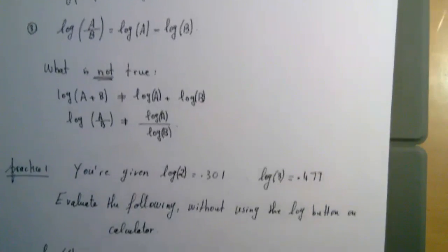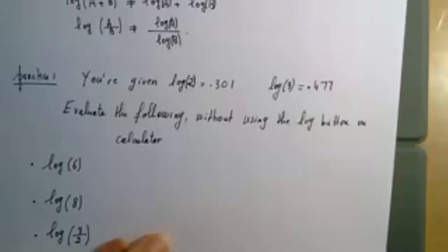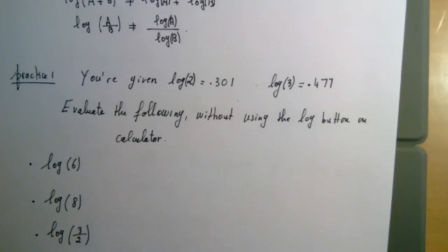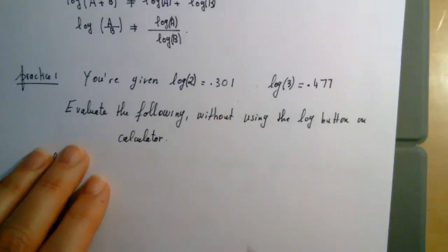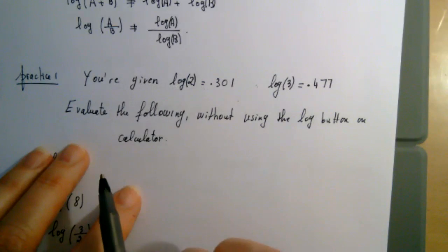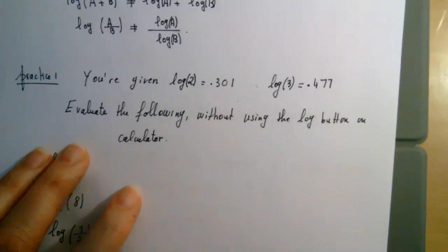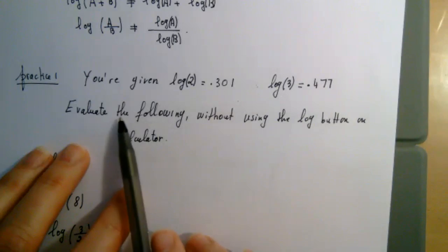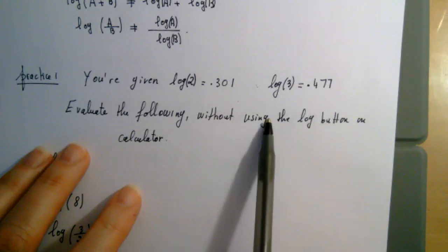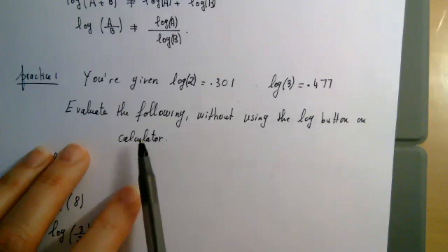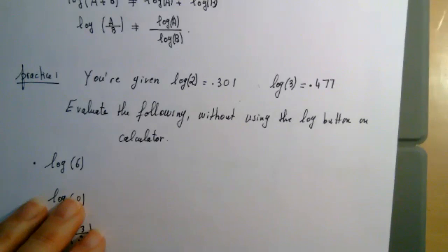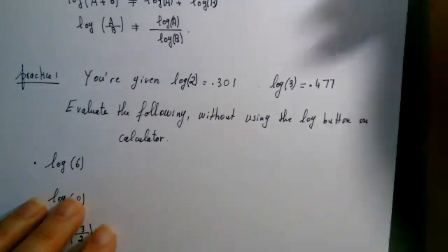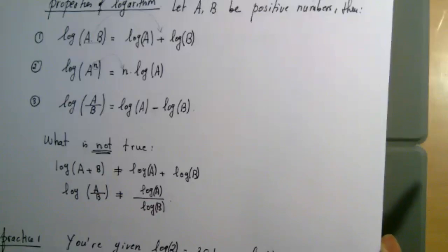and the time after. So before we start using those, let us play a little bit of a game. So I'm giving you the log of 2. I'm telling you that's the log of 2. And I'm giving you the log of 3. And my question is, evaluate the following without using the log button on the calculator. So I want you to compute those, but I don't want you to hit the log button. I just want you to compute them using the properties of the log.